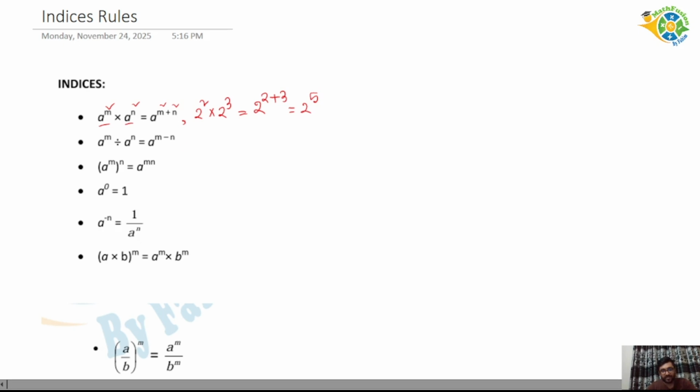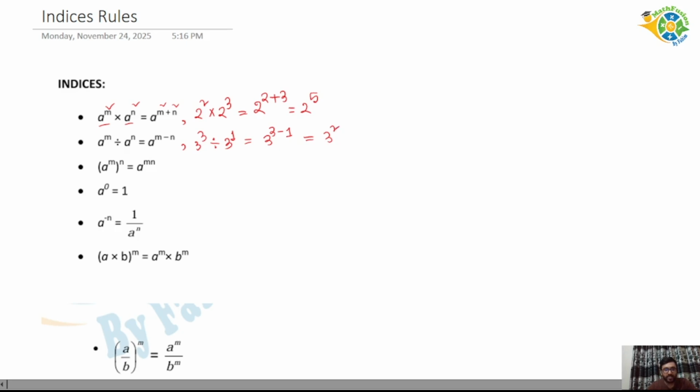For example, we can write 3 to the power 3 divided by 3 to the power 1 will be 3 to the power 3 minus 1. So the powers 3 and 1, minus 1. So the answer will be 3 squared.